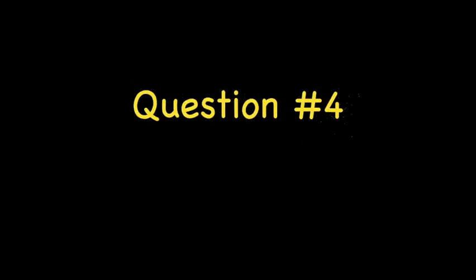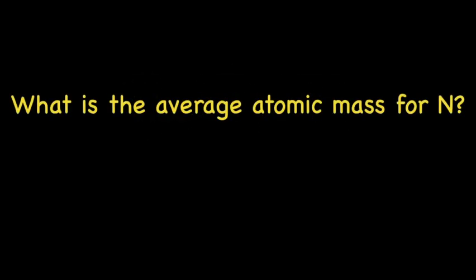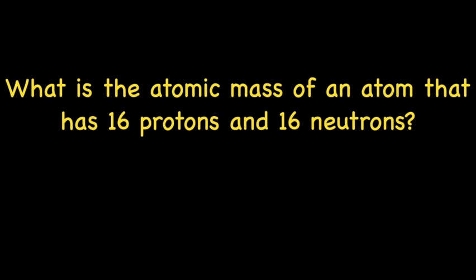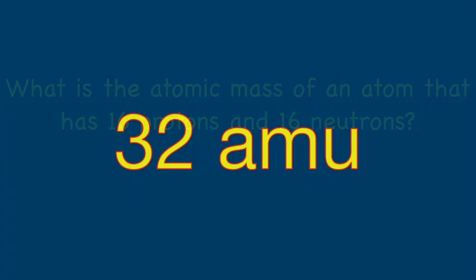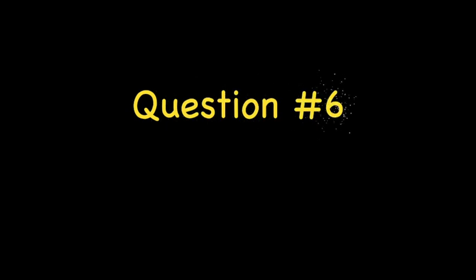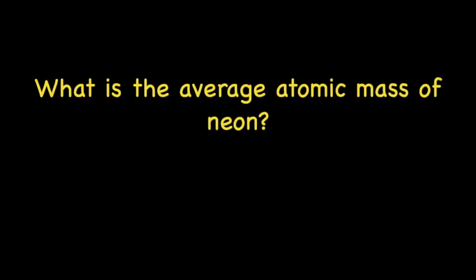Question number 4. What is the average atomic mass for N? The answer is 14.01 AMUs. Question number 5. What is the atomic mass of an atom that has 16 protons and 16 neutrons? The answer is 32 atomic mass units. Question number 6. What is the average atomic mass of neon? The answer is 20.18 AMUs.